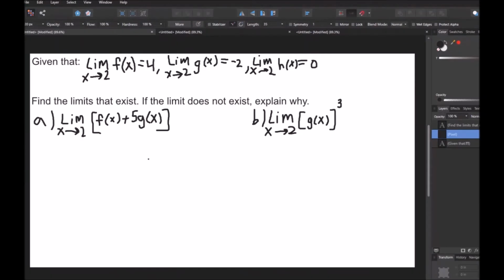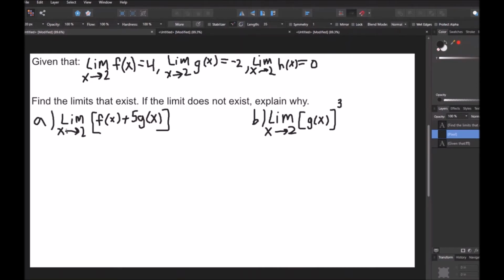Okay, so in this question we're told the limits of three functions. We're told the limit as x approaches 2 of f of x equals 4, the limit as x approaches 2 of g of x equals negative 2, and the limit as x approaches 2 of h of x equals 0. And it says find the limits that exist. If the limit does not exist, explain why. So I'm just going to take this step by step.